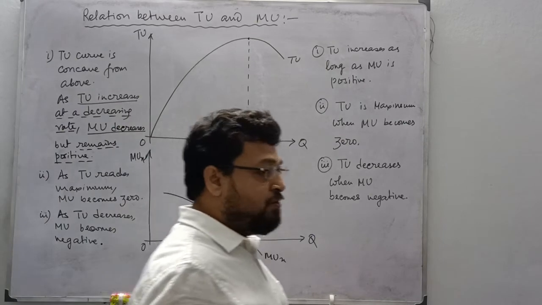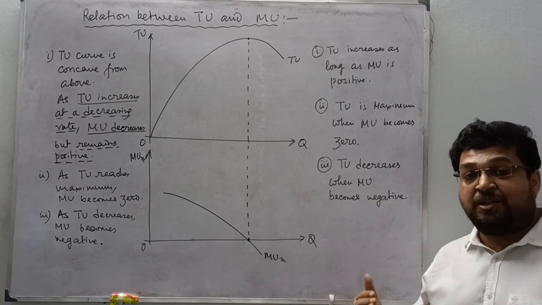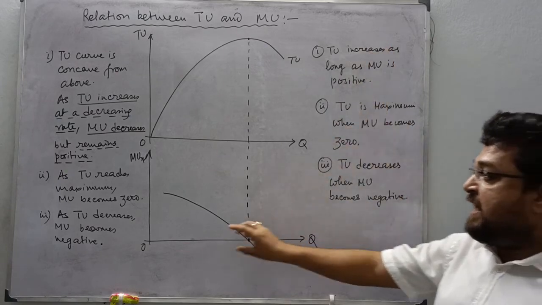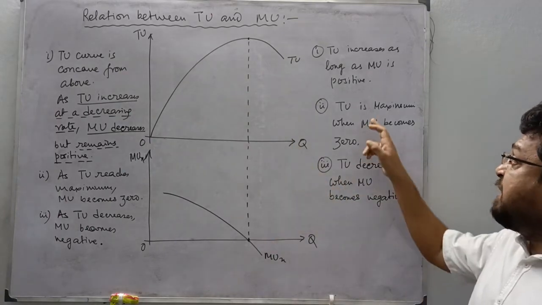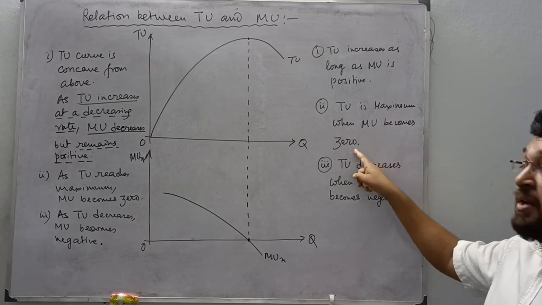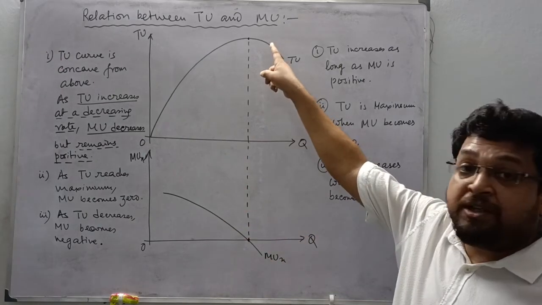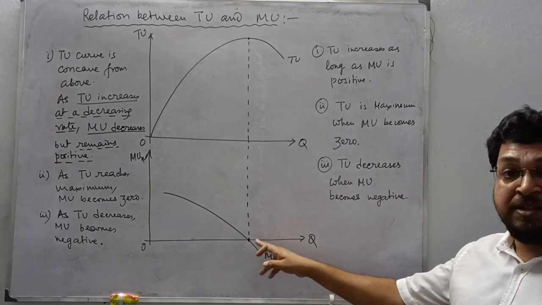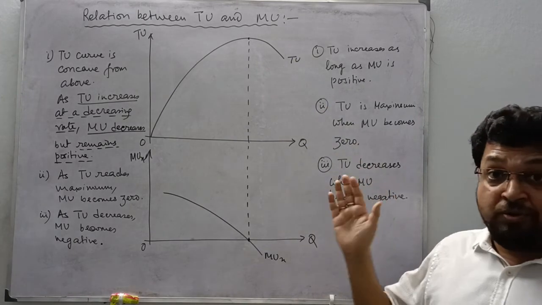The other way you can mention the same relation is with respect to marginal utility. As long as marginal utility is positive, total utility increases. When marginal utility becomes 0, total utility should reach maximum. And when marginal utility becomes negative, total utility is decreasing. So write any one, don't go for writing both the ways.